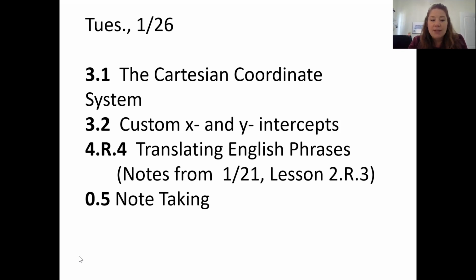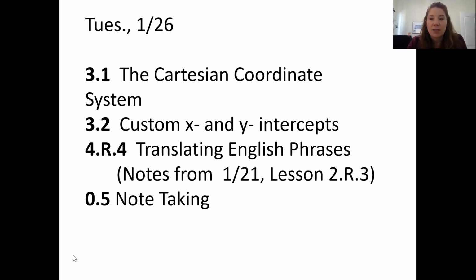All right, so by the end of this class, you should be able to do homework for these sections, 3.1, 3.2, 4.4, and the study skills session 0.5. Now 4.4, I'm not really going to go back over problems like that. It says translating English phrases into algebraic expressions, because it was so similar to our lesson from last week, 2R3. So when I look at the questions on Hawks, they're almost identical. So anyway, if you need to go refer back to last week, please do that.